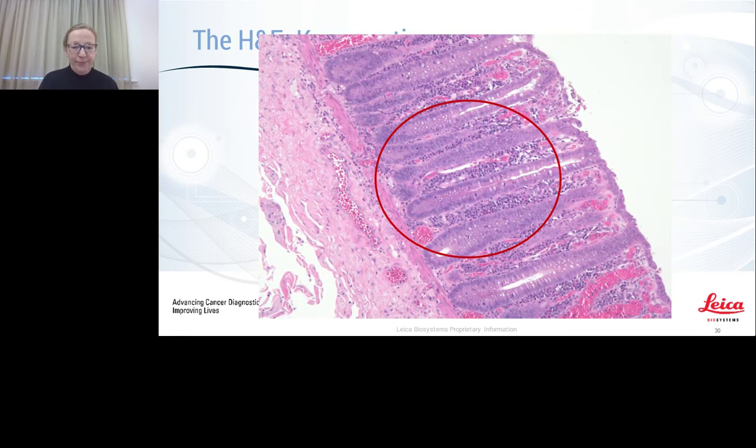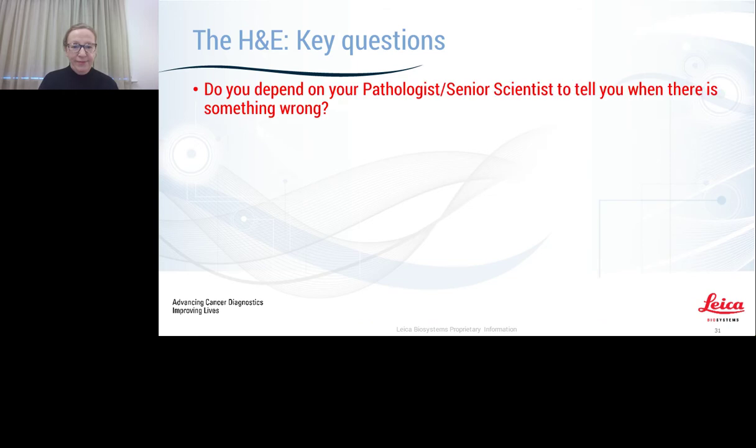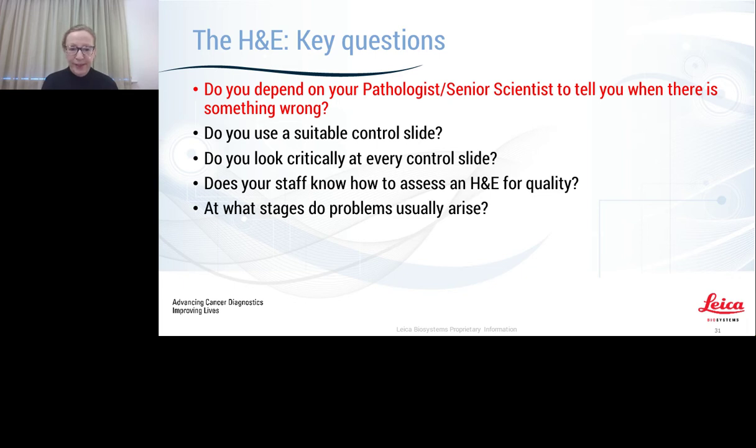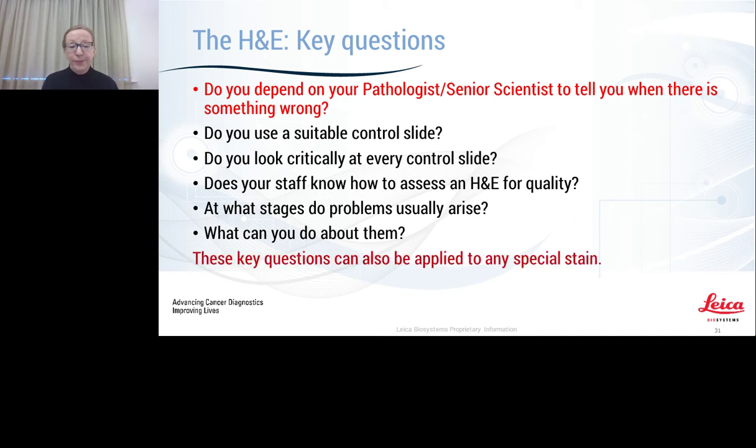So some key questions to ask yourself on how to resolve some of the issues around your H&E: do you depend on your pathologist or senior scientist to tell you when there's something wrong? Do you use a suitable control slide? Do you look critically at every control slide? Does your staff know how to assess an H&E for quality? At what stages do problems usually arise? And what can you do about them? All of these questions can also be applied to any special stain or to any IHC stain, FISH stain as well.